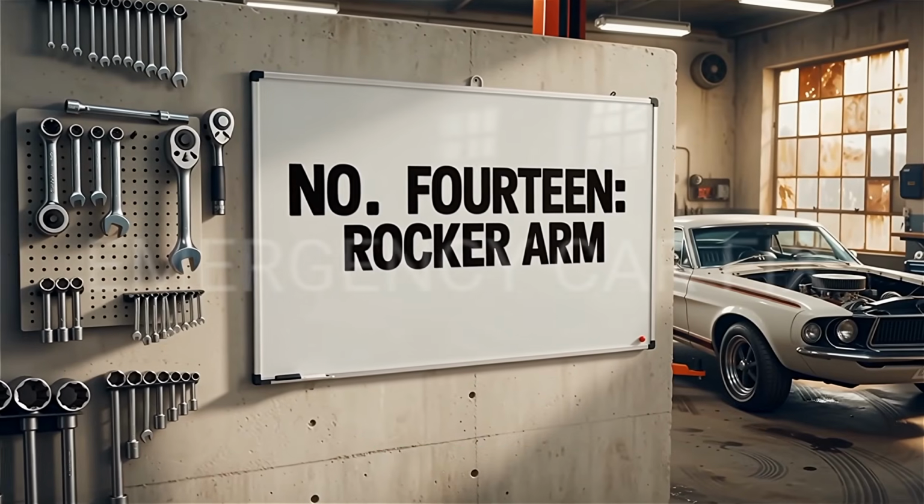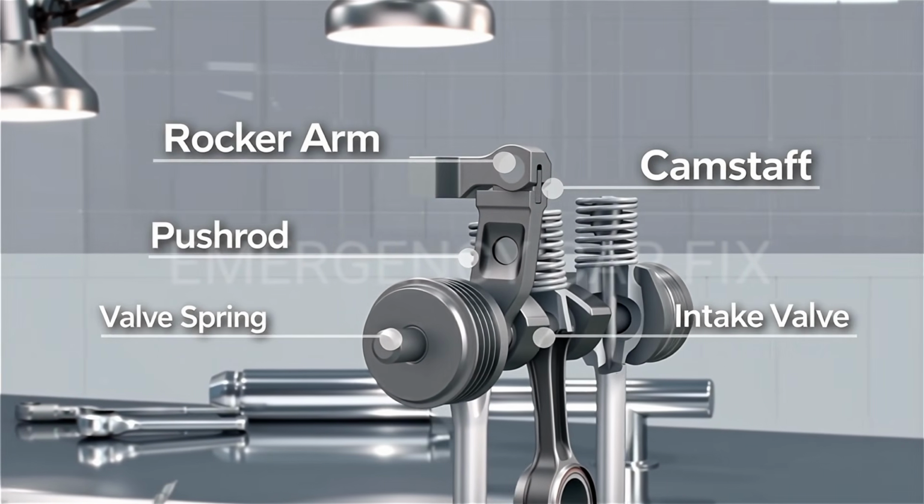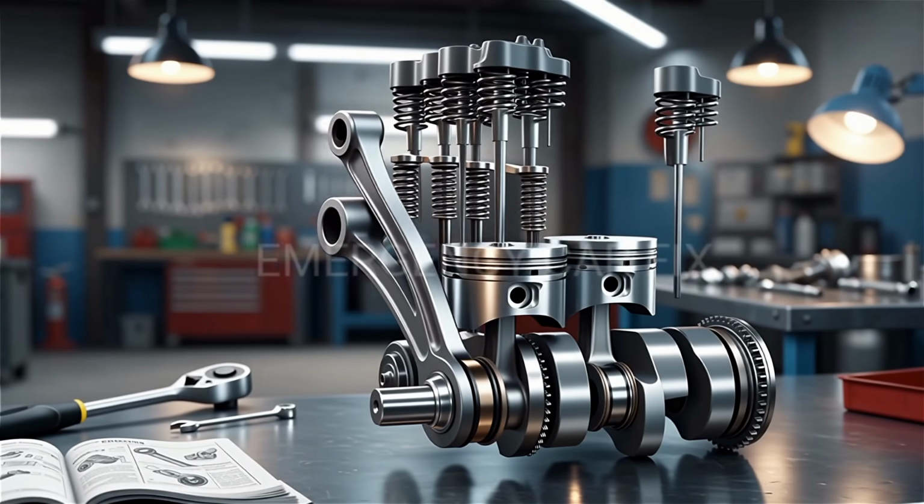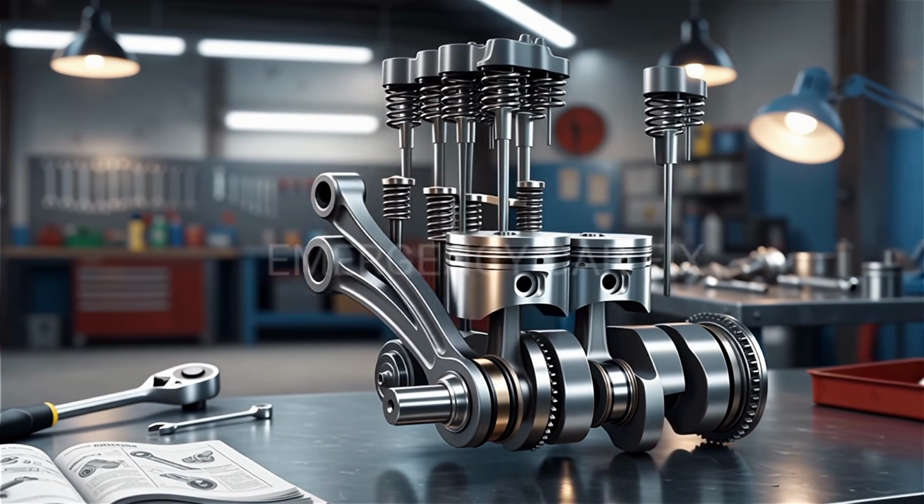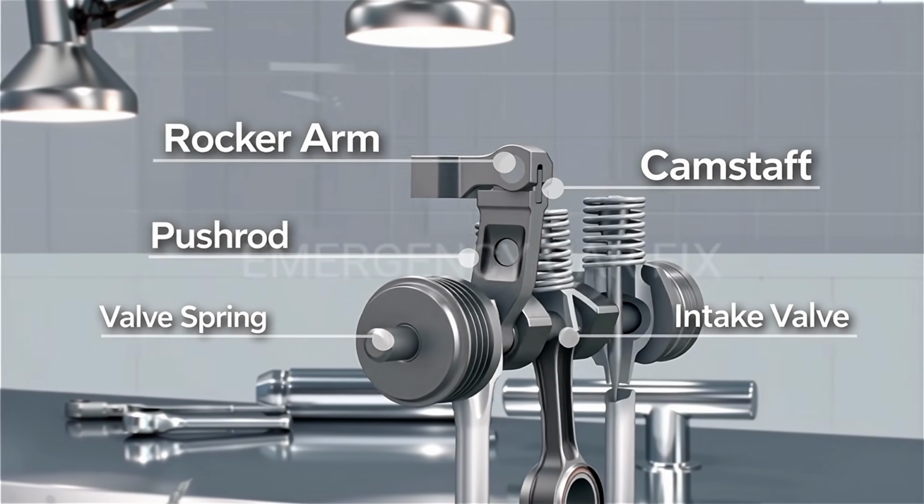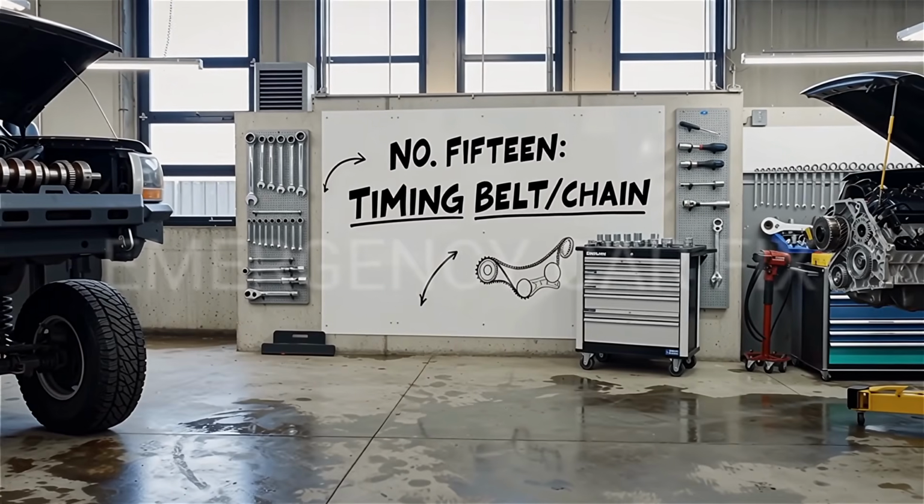Number 14. Rocker arm. The rocker arm transfers motion from the camshaft to the valves, enabling them to open and close efficiently, while acting as a lever that ensures precise valve timing and contributes to smooth and effective engine performance during operation cycles.